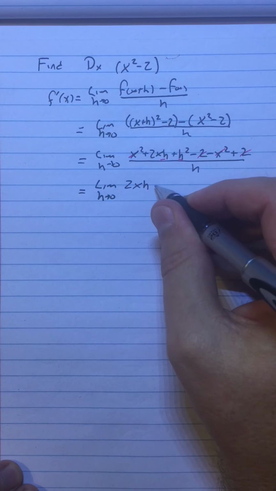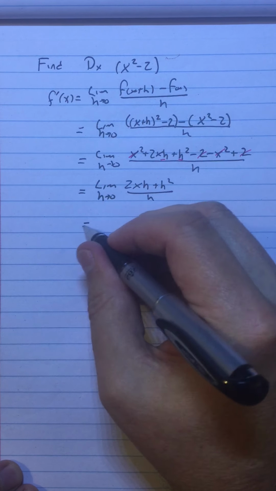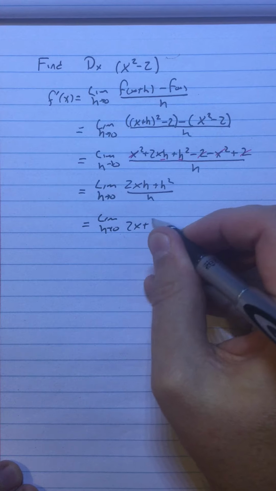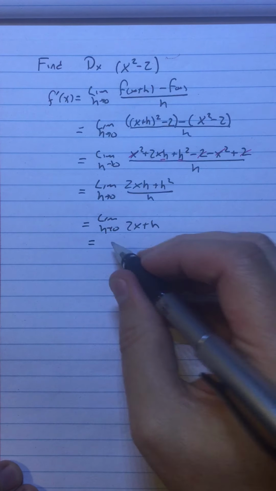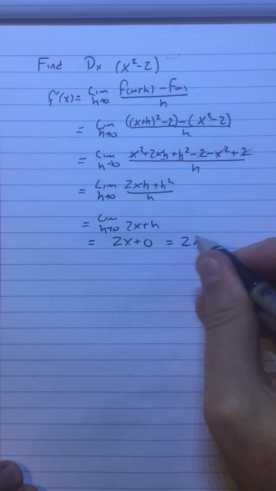For now, I'm just going to write 2xh plus h squared over h, and then I'm going to simplify that, limit as h approaches 0 of 2x plus h. Then I'm going to evaluate by substitution, so I'm not going to write a limit anymore. 2x plus 0 equals 2x.